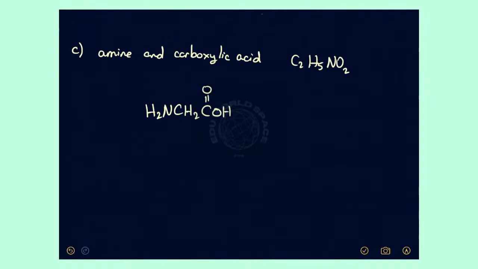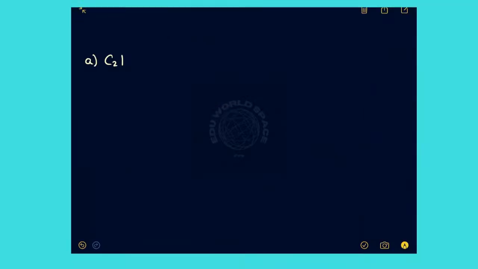Let's draw structures for the following molecular formulas. For A, we have C2H7N, and a possible formula can be CH3, CH2, NH2, and that could be a structure that can exist.